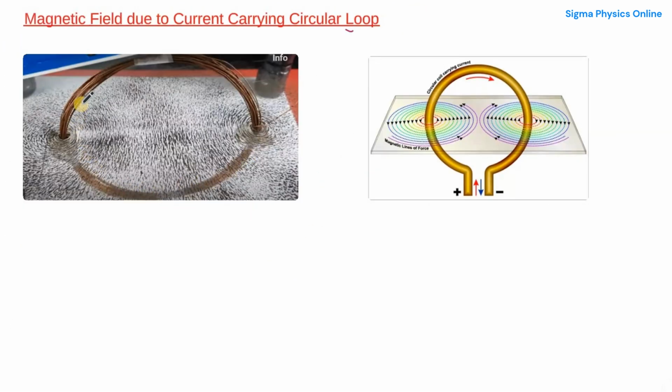So this is the actual image of the pattern of magnetic field lines created due to current passing through a circular loop. Now, as you can see here, there are concentric circles which are formed around the center of the loop on both the sides. So here, a current carrying circular loop creates a magnetic field both inside and outside the loop. The magnetic field lines form concentric circles.